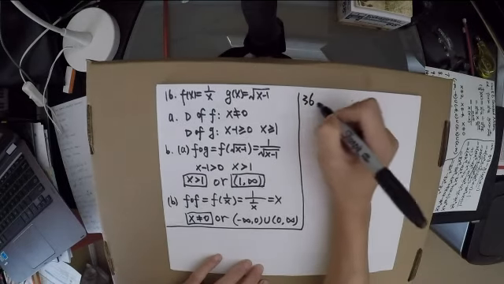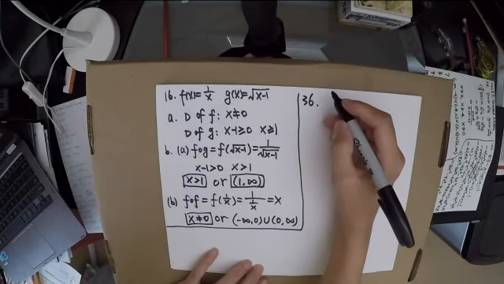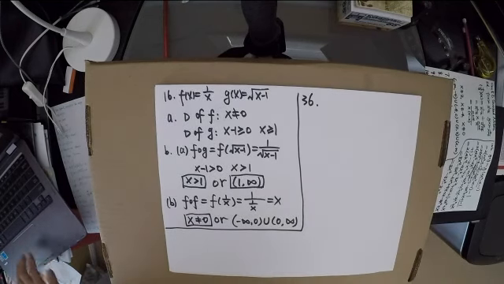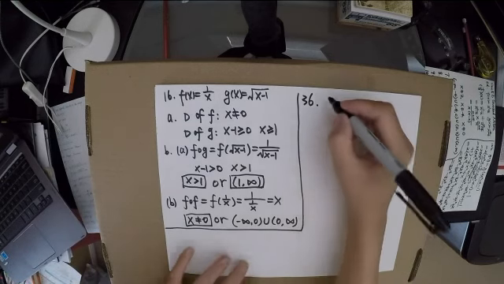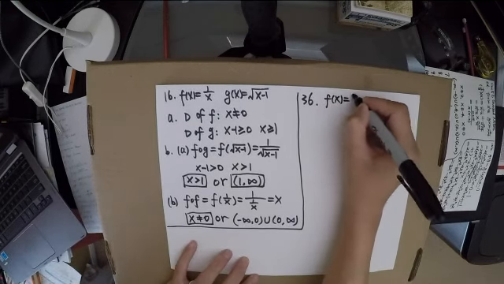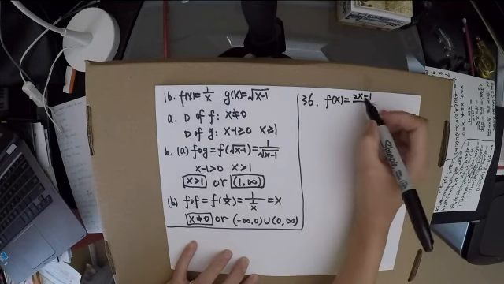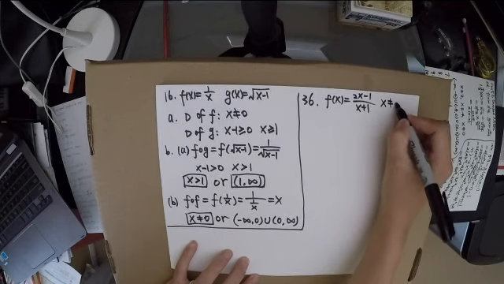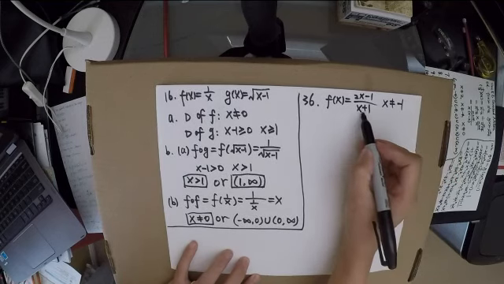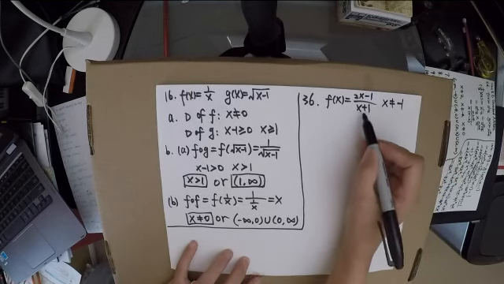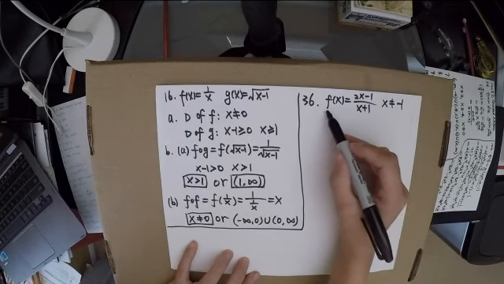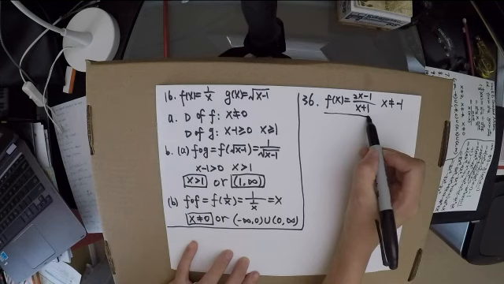36. For 36, you were given, let me see, function f(x) equals 2x minus 1 over x plus 1. Yes, the domain is x not equal to negative 1 because it will make it undefined, okay? You are asked to find the inverse because this is a 1-to-1 function.